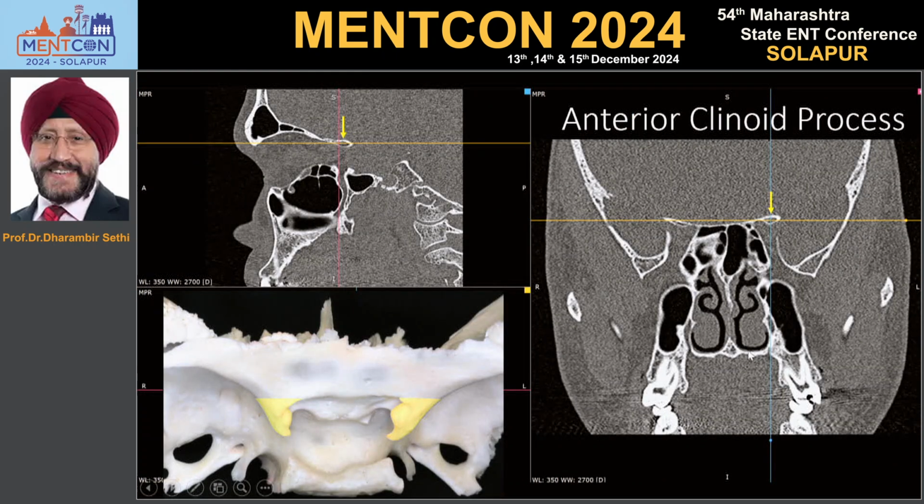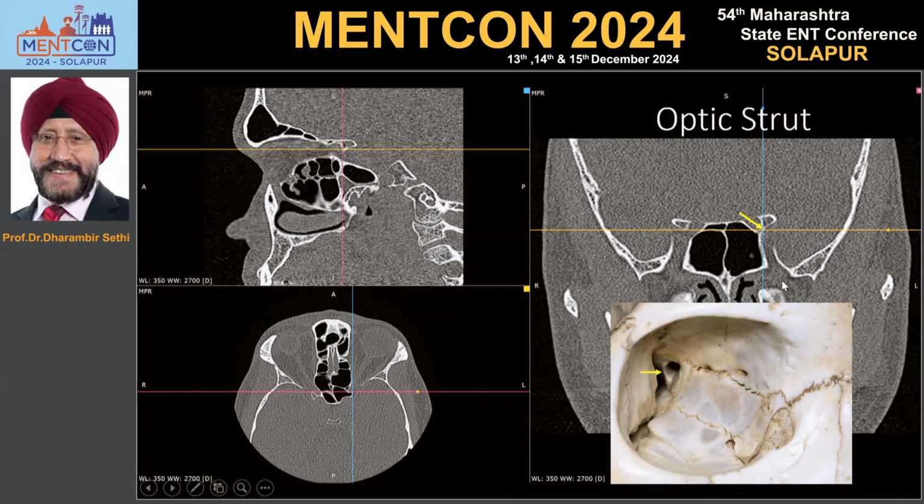The most obvious part of the lesser wing of the sphenoid that can be identified is the anterior clinoid process that you see here. The anterior clinoid process is a very important landmark because a lot of structures are related to it, particularly the carotid artery. It sends a small bony strut to the body of the sphenoid, and that separates the superior orbital fissure from the optic foramen. You see the optic foramen right here, and through it pass the optic nerve and the ophthalmic artery.